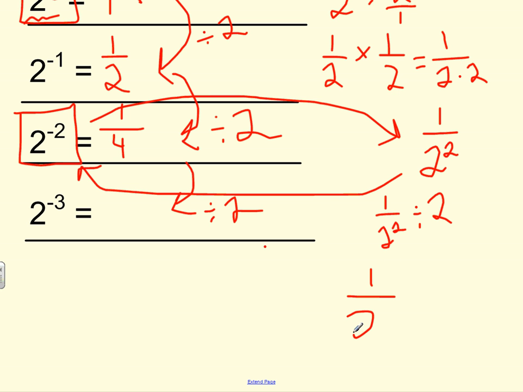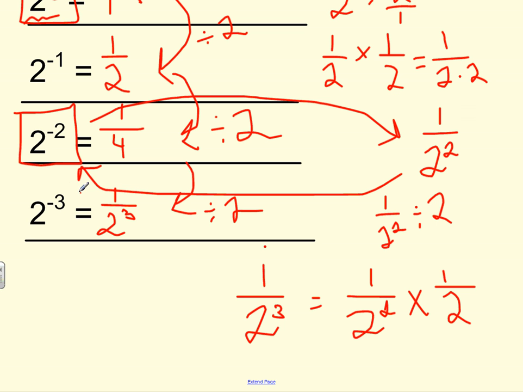It's really 1 over 2 squared times the reciprocal of 2, or the opposite of 2, is 1/2. And if I do that multiplication, 1 times 1 is 1. 2 squared times 2, guys, that's just 2 to the third power, 2 cubed. So my answer here is 1 over 2 cubed. Once again, I started out with 2 to the negative 3 power, and I ended up with 1 over 2 to the 3 power.